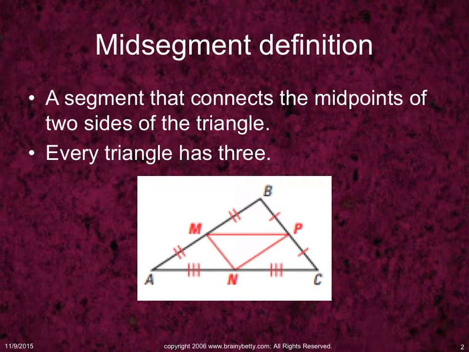So if I start with my big triangle, I can pick any two sides. So if I pick the left and the right, and I find the midpoints of those sides, so I know these are the midpoints because of these markings and these markings, and I connect those two, that MP is a midsegment.